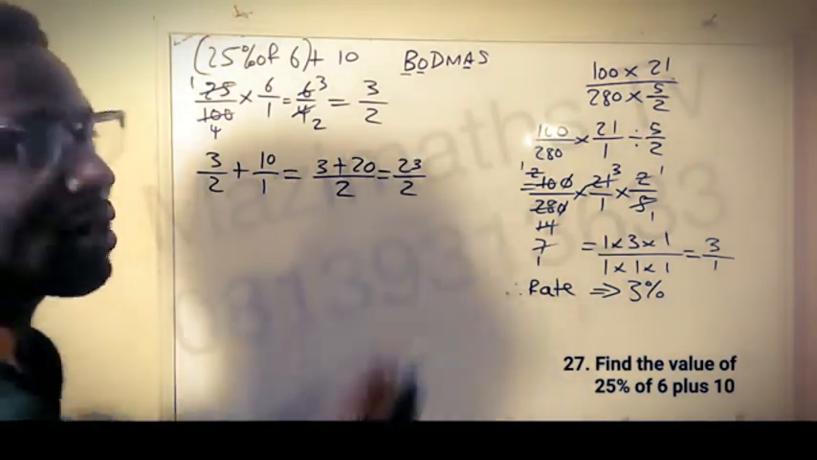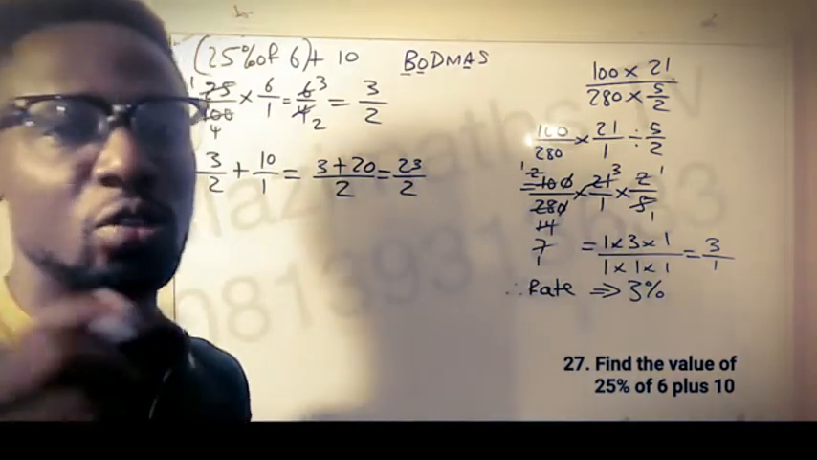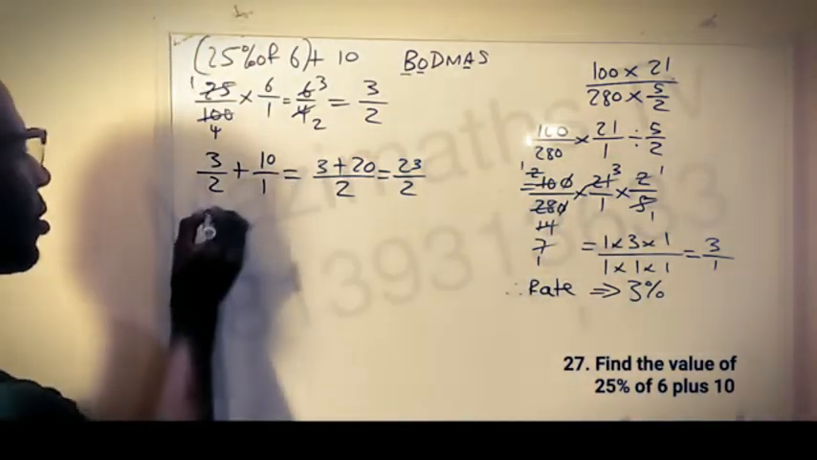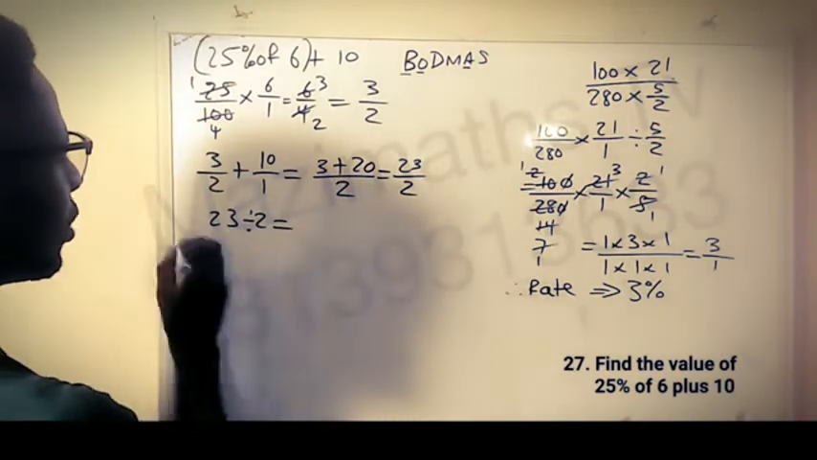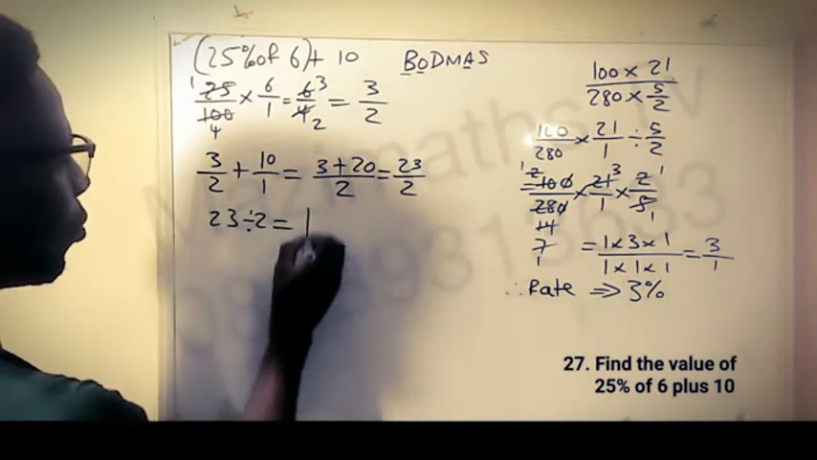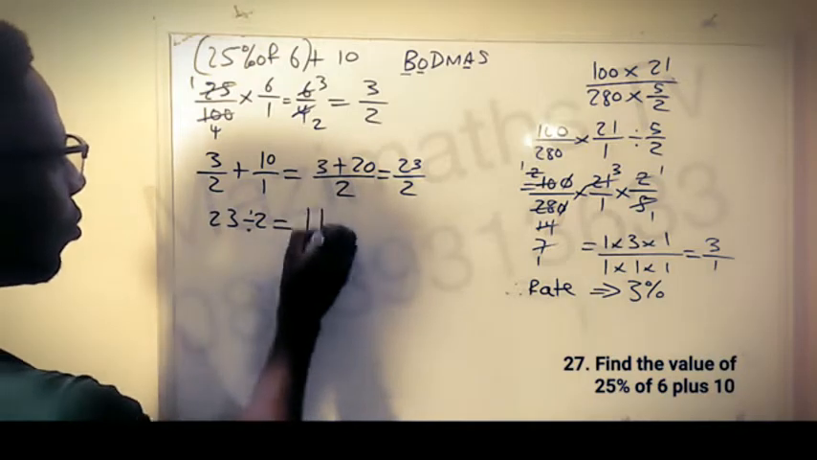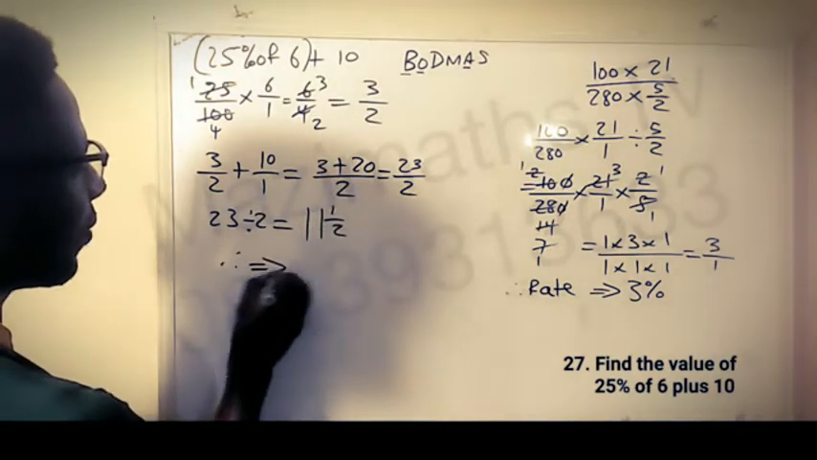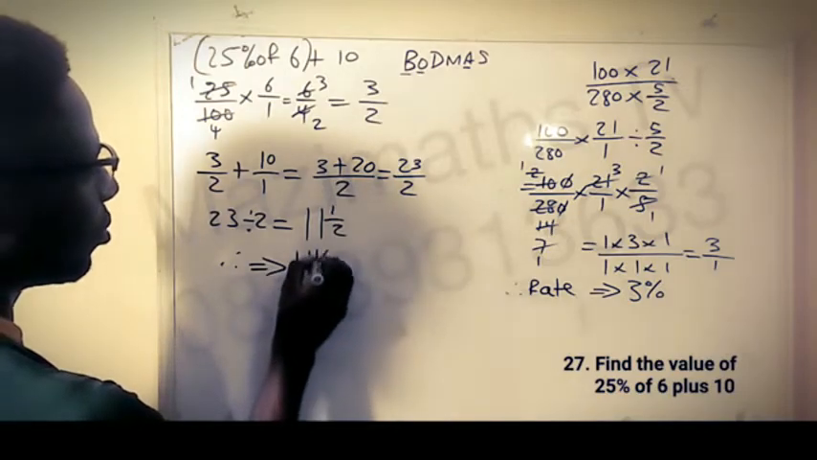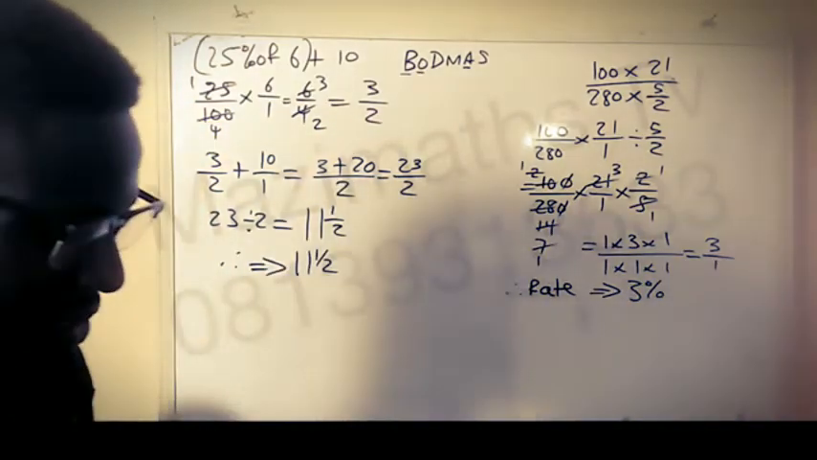So what we have now is an improper fraction. So you change it to a mixed number. That is, you have 23 divided by 2. When you divide 23 by 2, you get 11 and then 1 over 2. So therefore, our answer is 11 and 1 over 2. So that is back to that one.